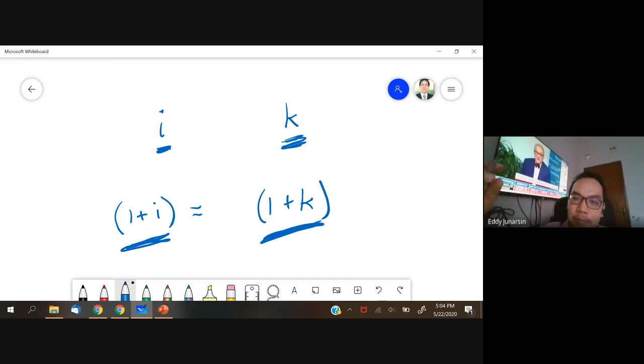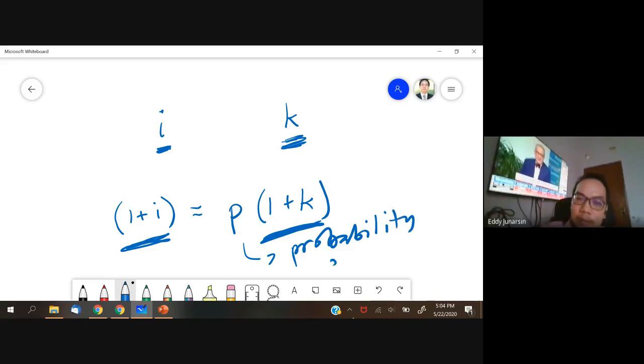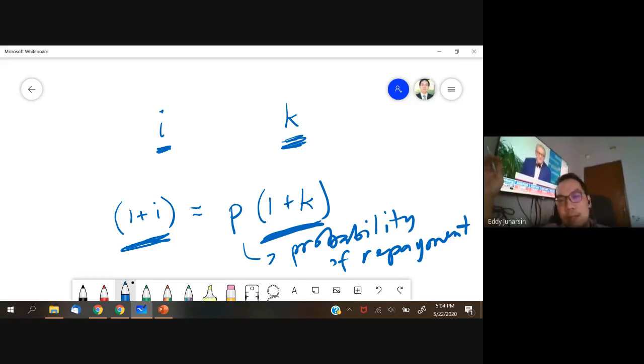This is corporation securities. So this one has P. P is the probability of repayment. So we could conclude that if we invest in corporate securities, we are not 100% sure that they will fulfill what they promise. So there is a probability of repayment. We call it P.